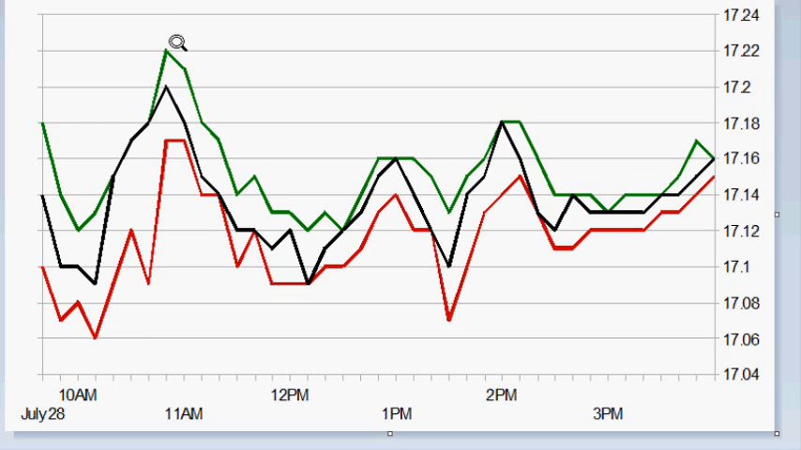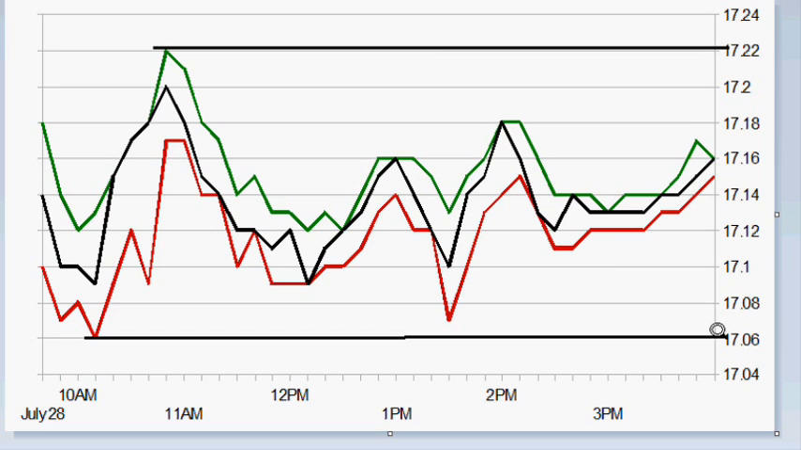The green represents the highest point SLV traded for that day. The red represents the lowest, green the highest, and the black the close for the 10-minute time frame. But what's significant is its range, which is a top of 17.22 and a bottom of 17.06.